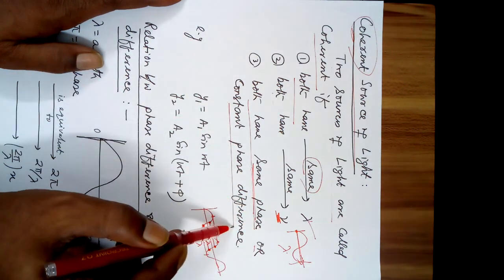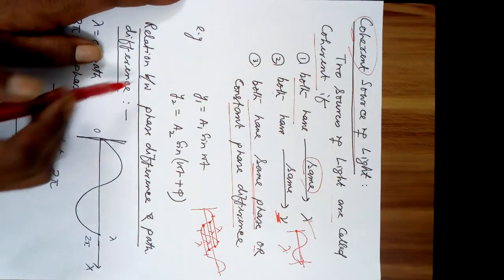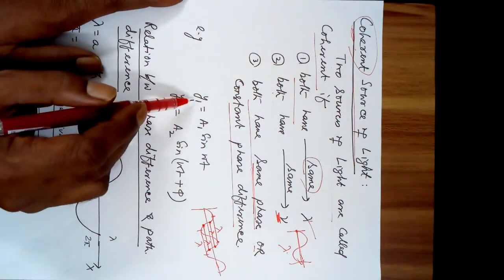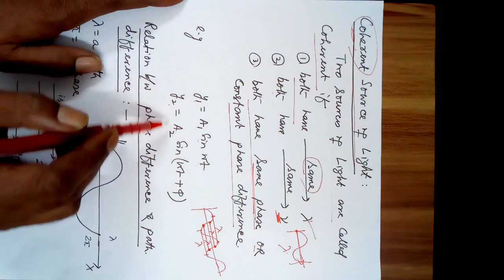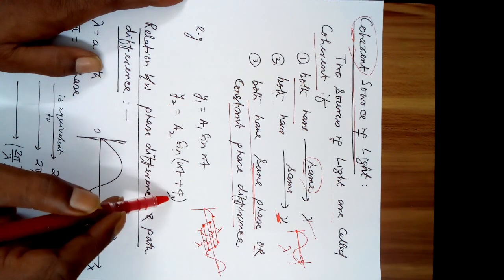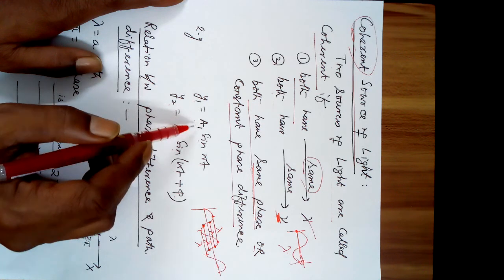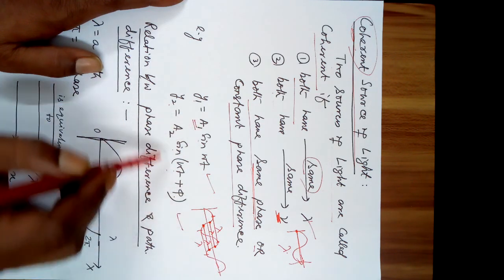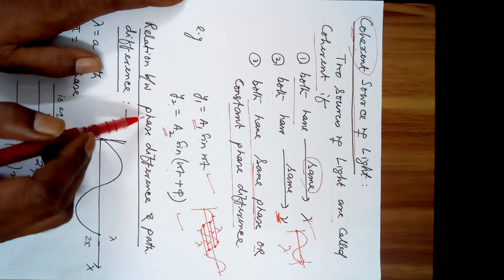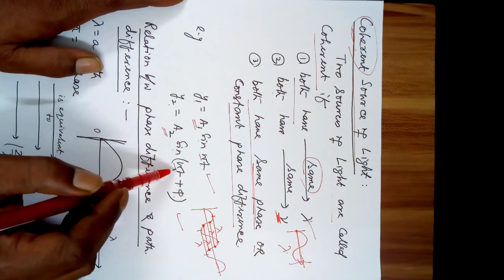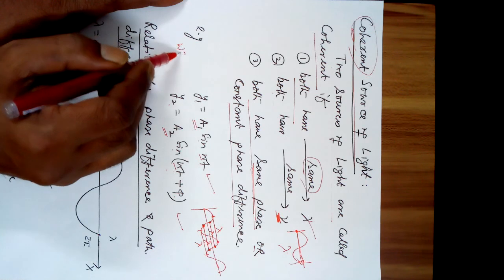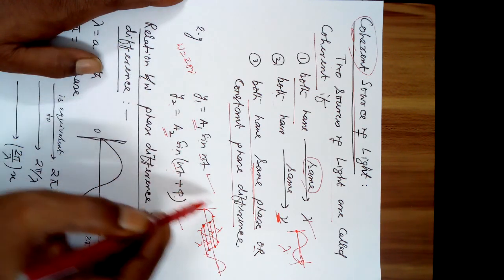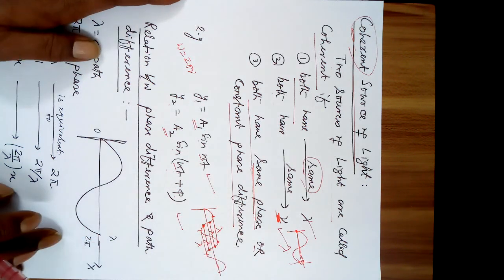some constant phase difference, then you say the two sources are coherent, and they are represented as y1 is equal to a1 sin omega t, y2 is equal to a2 sin omega t plus phi. Look, this represents a wave of amplitude a1, this represents a wave of amplitude a2, with omega and omega, and we know omega is equal to 2 pi nu. So since omega is the same, the frequency is also the same, right?